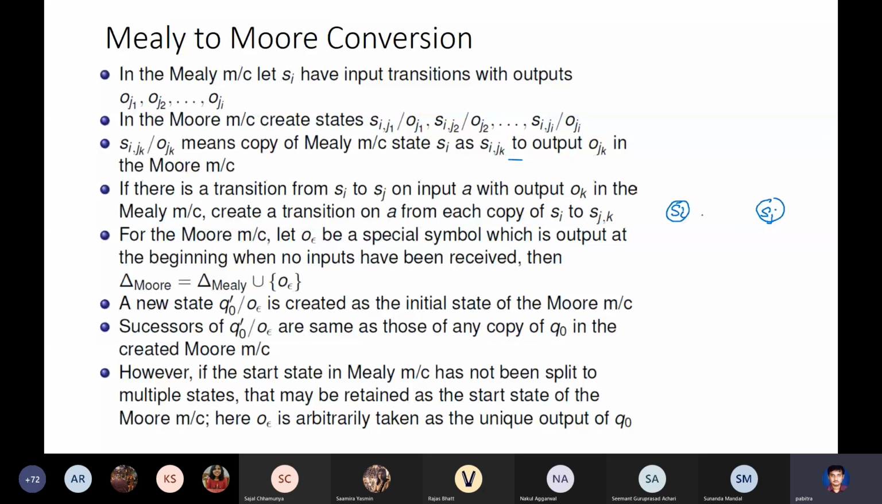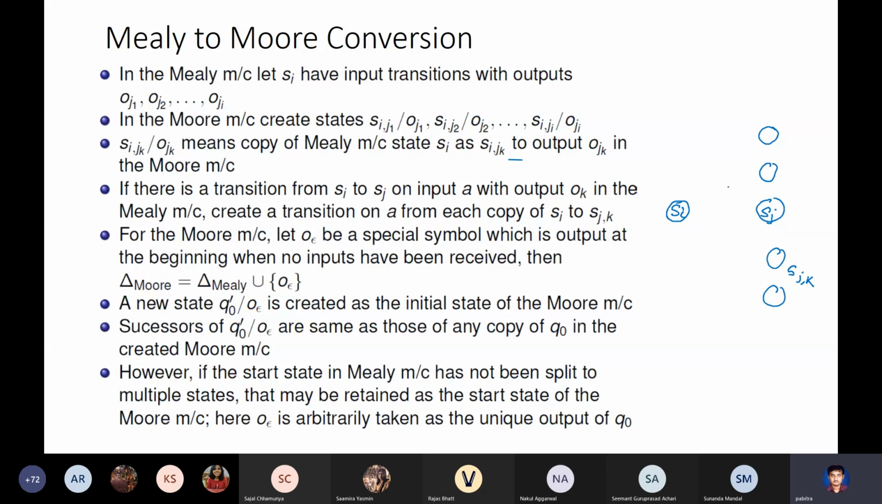Now Sj might have different copies because of this process. Let one of the copies be Sjk, which means that there is an output. So let me talk about the original Mealy machine. So Si to Sj, I am transitioning on input A and producing an output OK. So what I do, if it is A OK, look at Sjk.